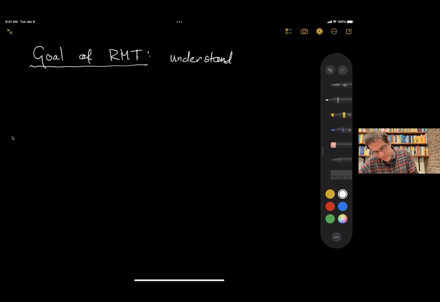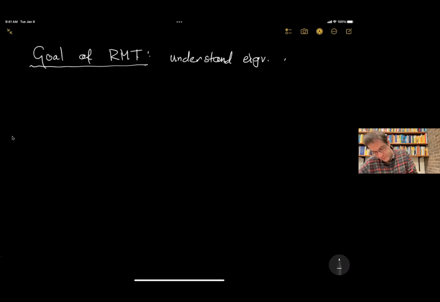So what is the goal of random matrix theory? Well, in principle, what is a random matrix? It's just a matrix filled with random variables. And we want to understand their eigenvalues, or the spectrum, let's say, of random matrices. But in order to be able to do that, we have to specify what kind of random model we have for random matrices.